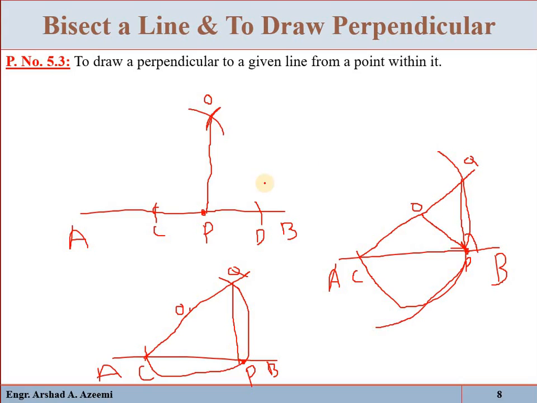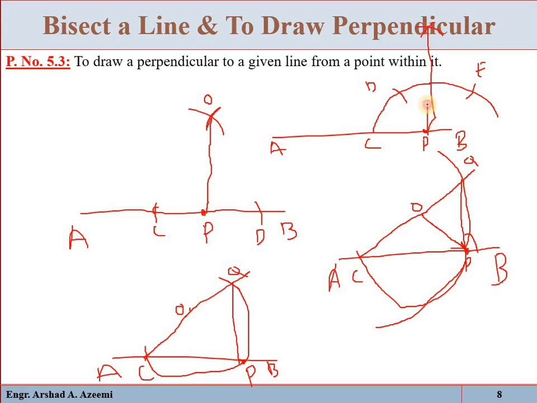The third method: suppose this is the given line AB, and this is the point P at which we have to draw the perpendicular. Now with center P and any radius, draw an arc. Now with center C and with that same radius, mark two arcs here. Suppose that is D and that is E. Now with centers D and E, mark two arcs, join the intersection with point P, which will be the required perpendicular.